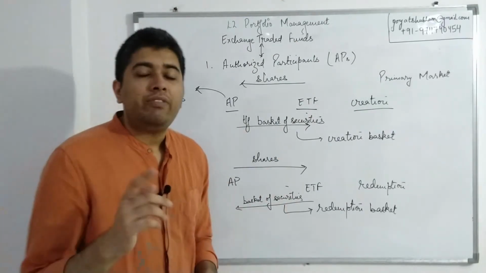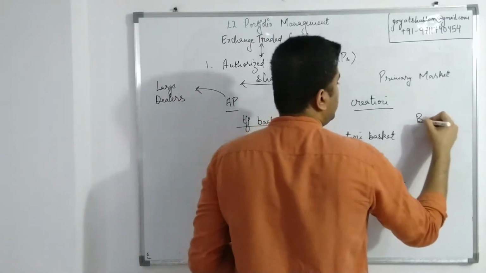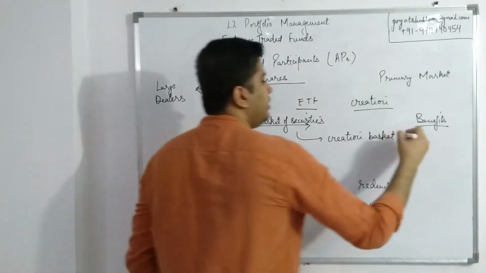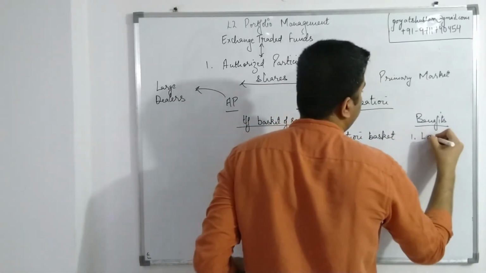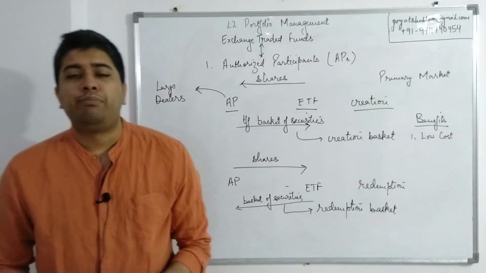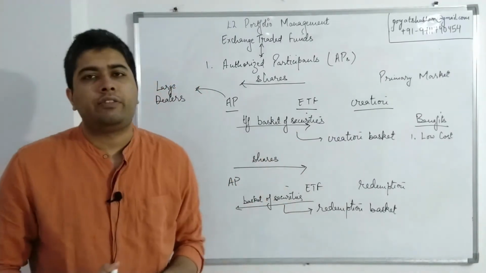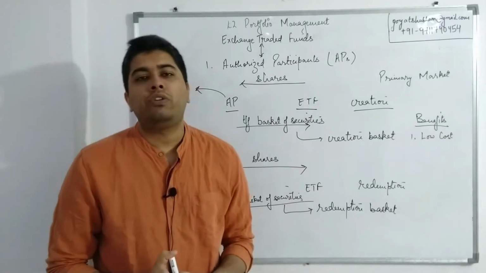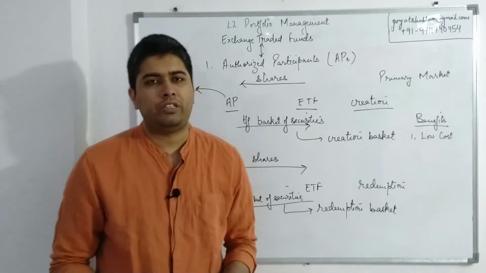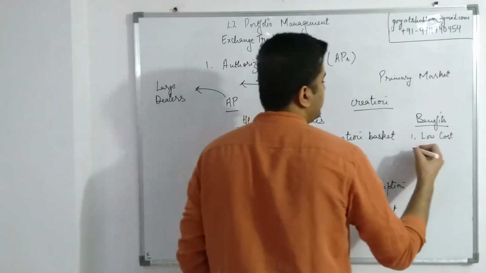Now let's look at the benefits of in-kind creation and redemption. So we have three benefits of this in-kind creation redemption process. First is of course lower cost. In the market you often have to pay brokerages, transaction fees, all of those things. But if I have an in-kind transfer, I could save on some of the brokerage charges. I could save on some of the processing fees that otherwise might be charged. So I can have lower cost in comparison to other transactions.